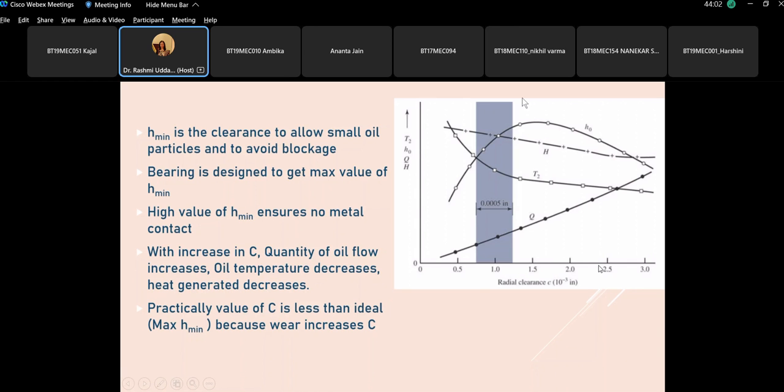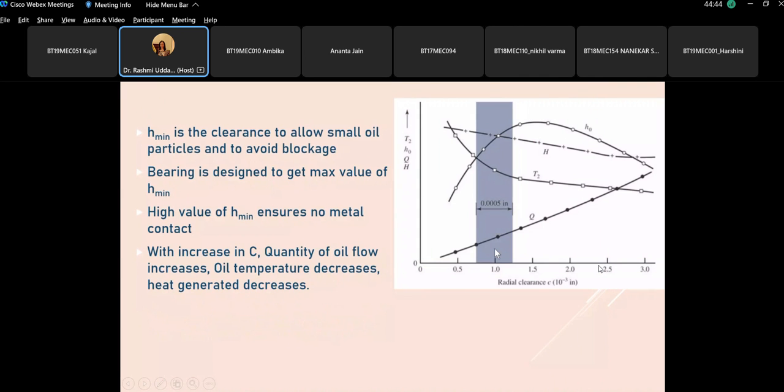But if we keep this as the clearance, over time with continuous operation there would be wear of the outer surface of the journal and the inner surface of the bearing, because of which the clearance would increase. With the increase in clearance, the value of H minimum reduces. So ideally, we will take a value of radial clearance less than this, in this gray zone. With increase in wear, with continuous operation, when the radial clearance increases, the oil film thickness further increases. So practically, we will be taking the value of radial clearance in this zone.